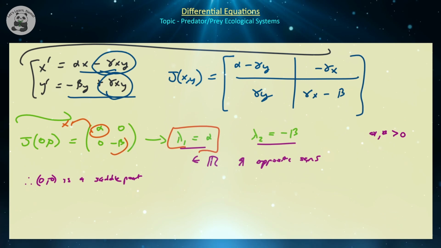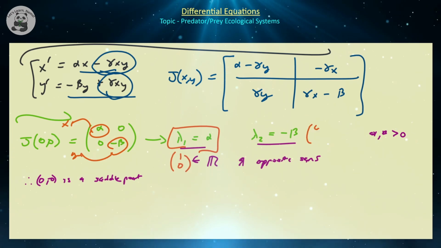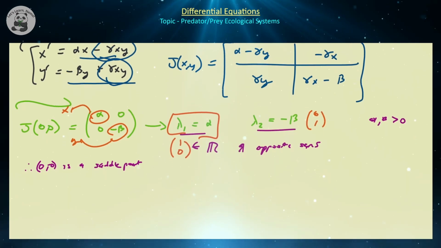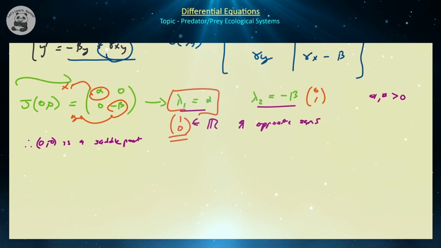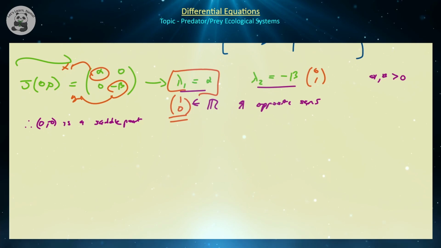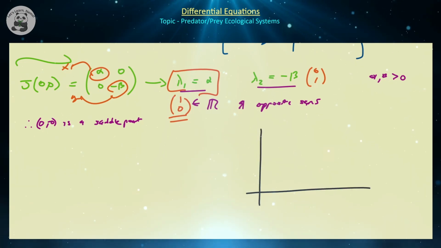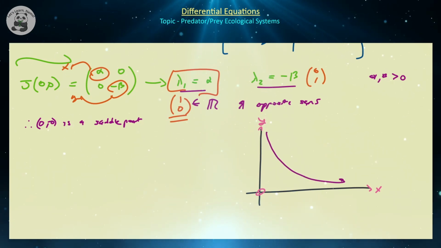So in particular, the positive eigenvalue is lambda 1, which is associated to x, because minus beta is associated to y. So the dominant eigenvector, which in this case is going to be 1, 0, and the subdominant eigenvector, which is going to be 0, 1. As t goes to infinity, it's going to be dominated by 1, 0. So if we look at the phase portrait around 0, 0, which is going to be assumed to be there, our phase portrait is going to be going towards 1, 0, which is going to be this particular diagram.